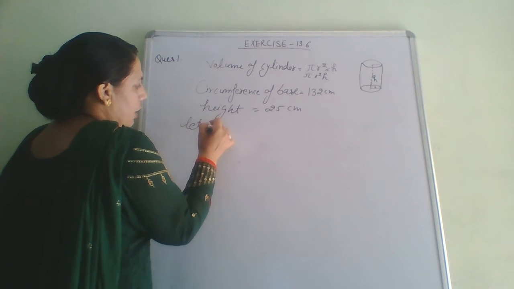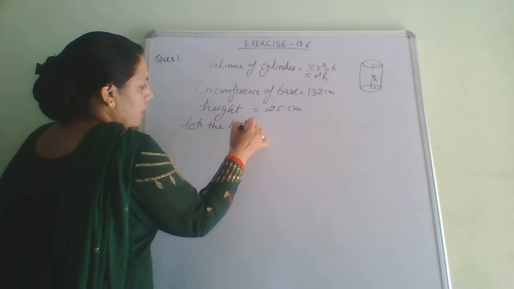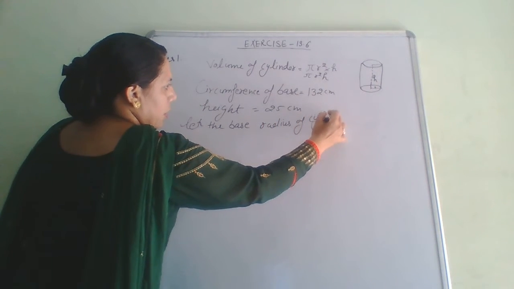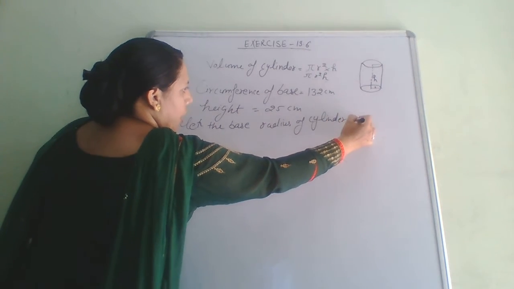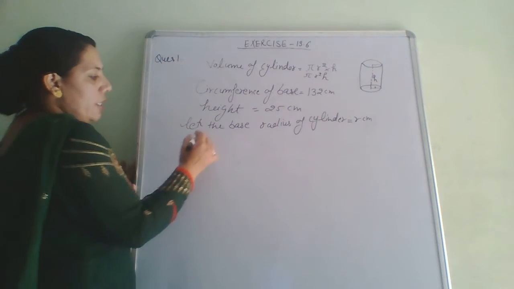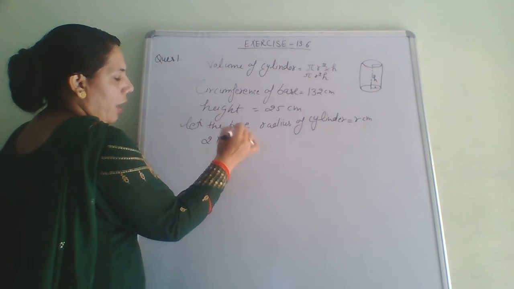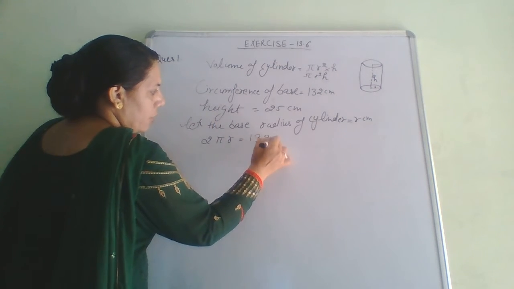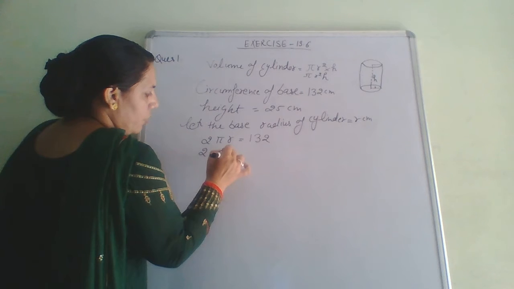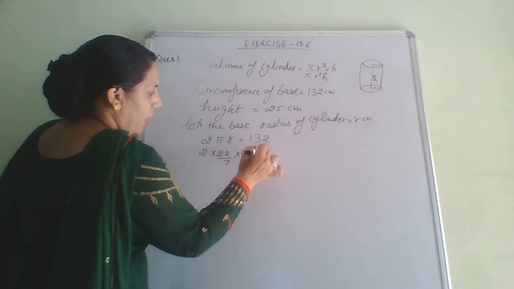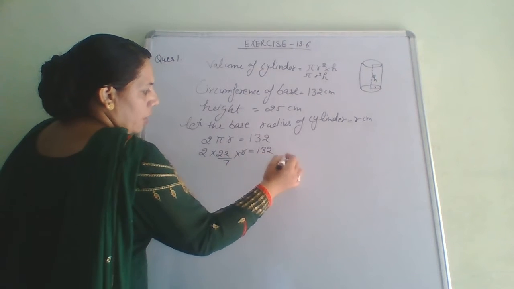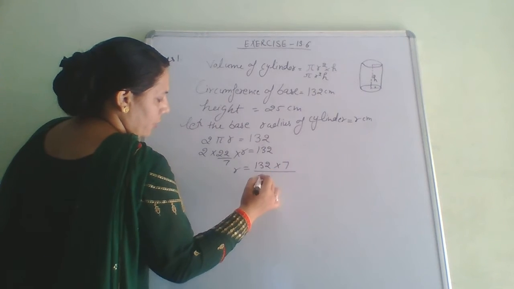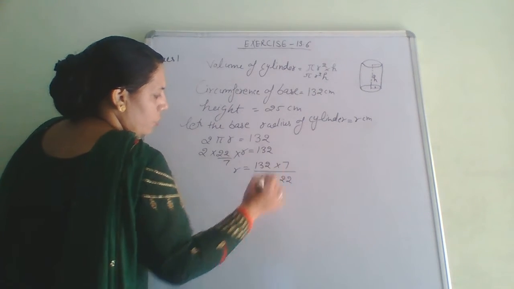So firstly I am writing, let the base radius of the cylinder be r centimeter. So what is the circumference? That is 2 pi r. This is the circumference of a circle. So this is 132. Put the value: 2 into 22 by 7 into r equals 132. So this implies r equals 132 into 7 upon 2 into 22.